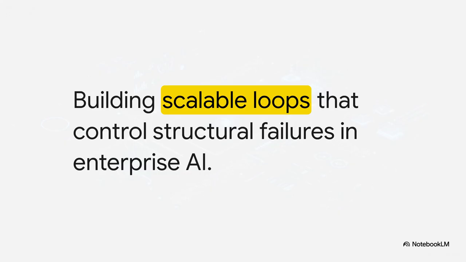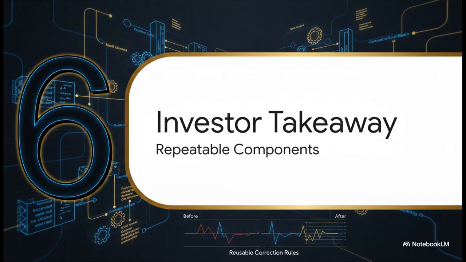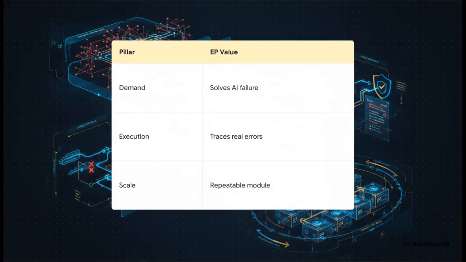The surface content might change, sure. You might move from document intelligence over to compliance reviews, from agent orchestration to knowledge production pipelines. But that underlying scalable loop, the one controlling the structural failure, remains exactly identical. Any domain using AI for complex work has to eventually solve this structural problem, and EIP provides the repeatable standard to do just that. Finally, part 6, the investor takeaway, a repeatable operating component. Ultimately, you shouldn't evaluate EP as just another content generation tool. It is a vital system of functions, firmly proven across all 3 of these traction pillars.